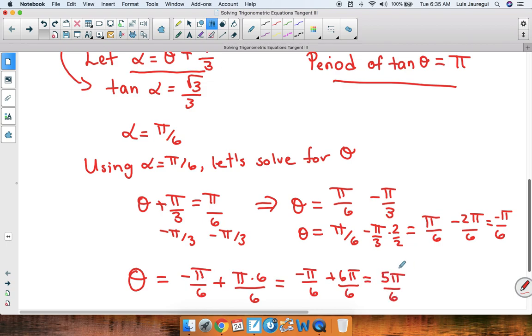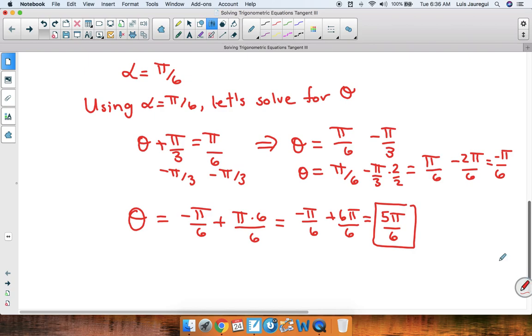Now this angle is actually between 0 and 2 pi, so this is one of our solutions. Now, to get another solution, what we can do is add the period to this previously found angle. So we say, okay, the next theta is equal to 5 pi over 6 plus the period of pi. And pi can be rewritten as pi times 6 over 6, so we can get the same denominator here, which happens to be 5 pi over 6 plus 6 pi over 6.